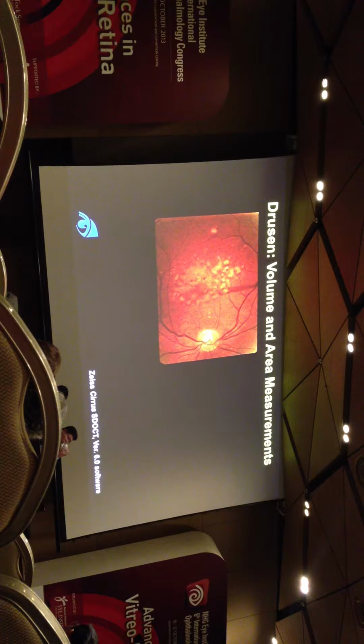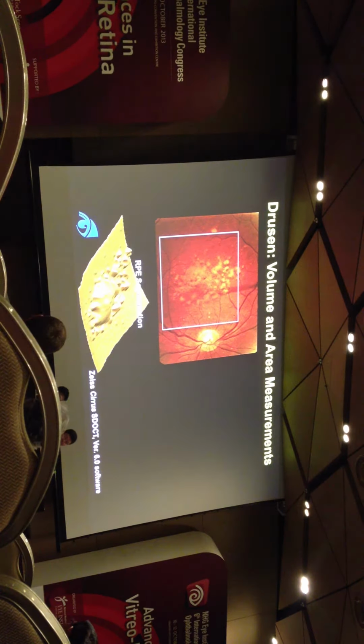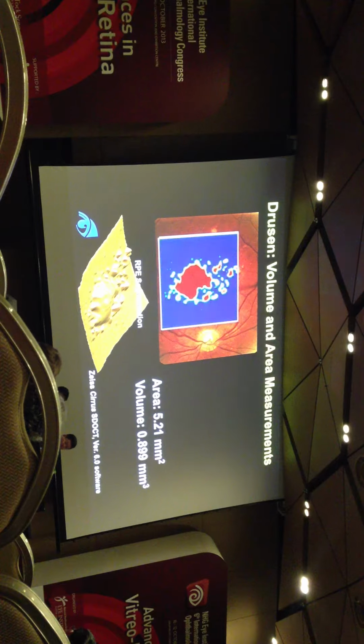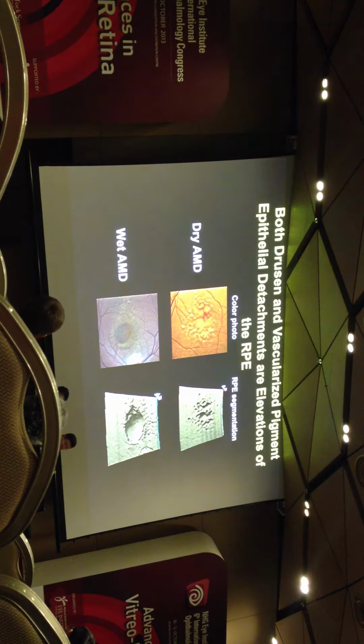What I want you to think about is not only how useful this is now, but when swept source OCT comes out, boy, the sensitivity is just going to be dramatically better. But here we have a case of a drusenoid pigment epithelial detachment. Here's the RPE segmentation. And here's the area and volume map. And you can superimpose them, and in this particular case, where all the drusen are elevated, it registers beautifully.